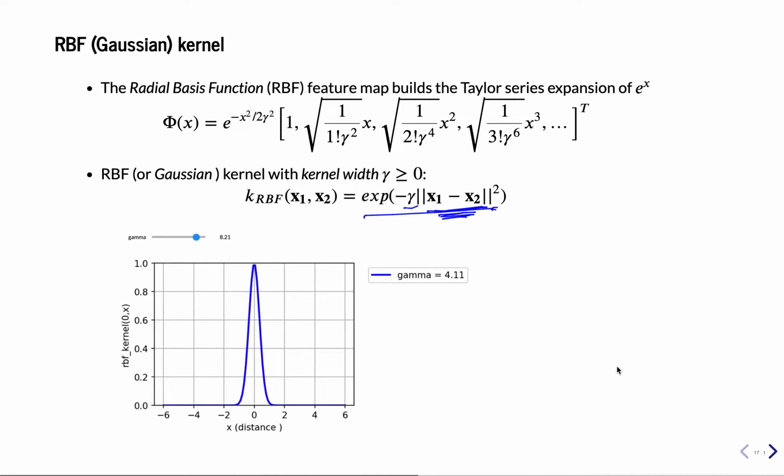So yeah, this is basically one of the most powerful kernels. And if you have to choose, like if you're stranded on an island and you can only bring one kernel function, I would bring this one.